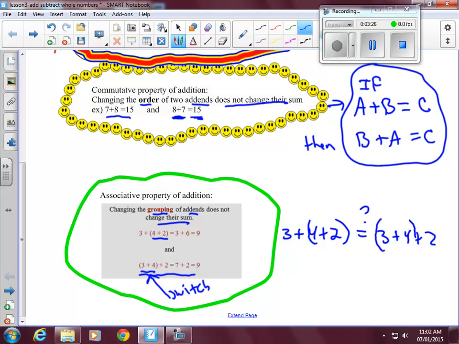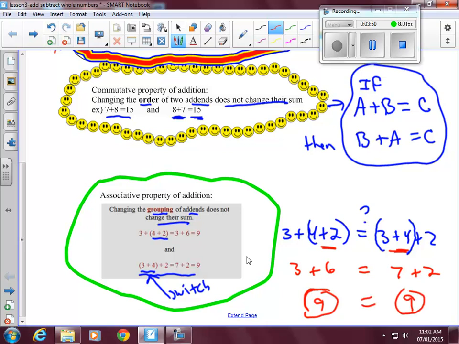So let's try it. Let's see that done in real time. Well, 4 plus 2 is 6, and 3 plus 6 would lead me to 9. Sorry, the pen was being fussy there. Here, 3 plus 4 would lead me to 7, but 7 plus 2 would also lead me to 9. 9 equals 9. Yes. So changing the grouping of addends does not change their sum. But remember, this will not work. So this one and this one do not hold true for the operation of subtraction.